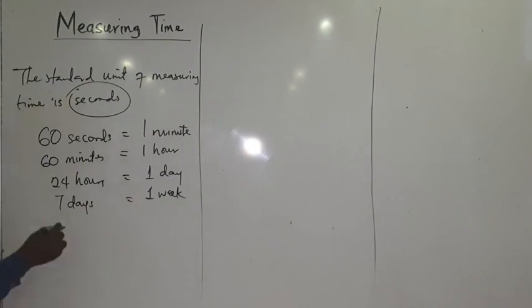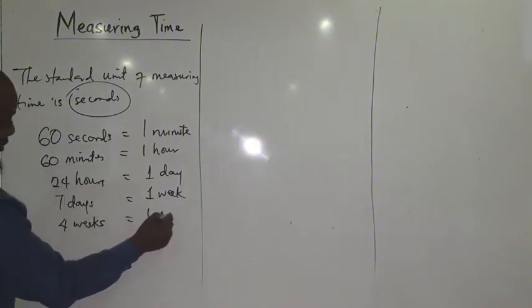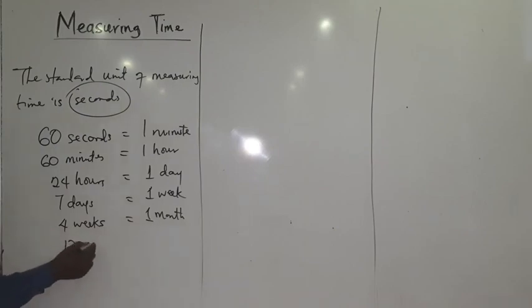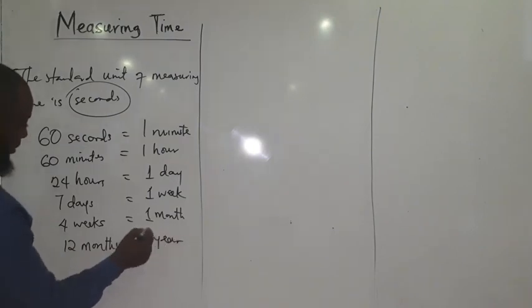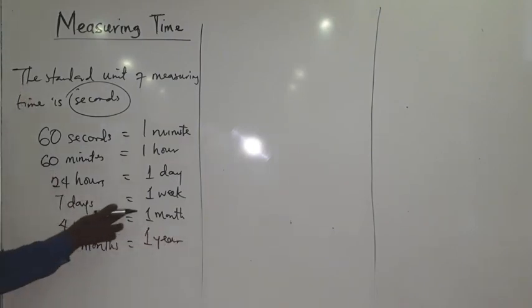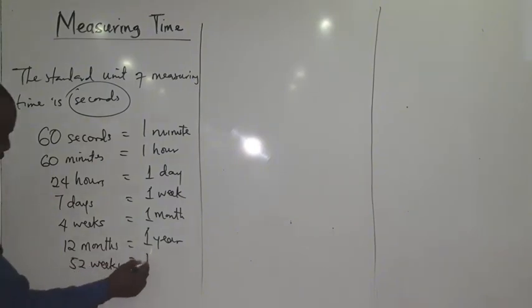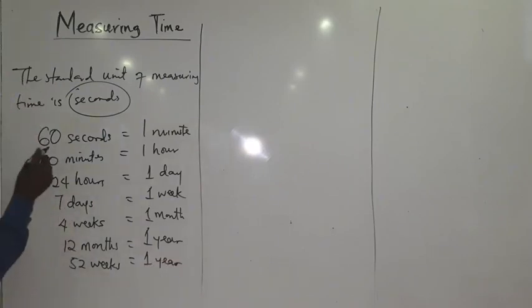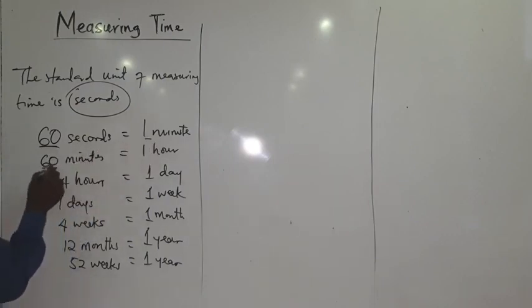And then 4 weeks will give you what? 4 weeks will give you 1 month. Then 12 months will give you 1 year, right? Then another thing, you have 52 weeks. 52 weeks as well will give you what? 1 year.